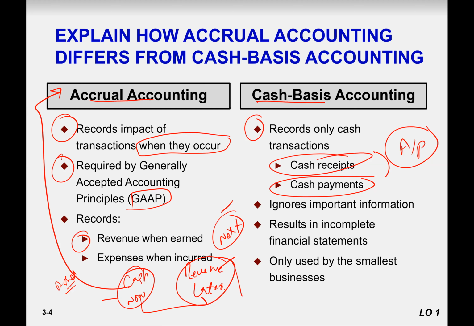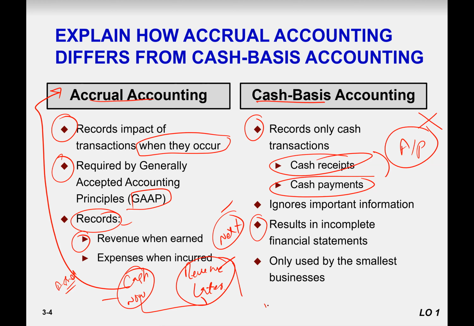Understand? When an expense occurs, it is recorded. When revenue is earned, it is recorded. Whereas cash basis accounting ignores important information regarding who paid you and whether you have a liability or not. In the case of accrual accounting, you have different kinds of information that you can use. Like we talked about in our previous chapter, we can manipulate the T account and find out how many customers had paid us, what the cash receipts are, and what the cash payments are, right? We talked about that. Similarly, cash basis accounting results in incomplete financial statements.